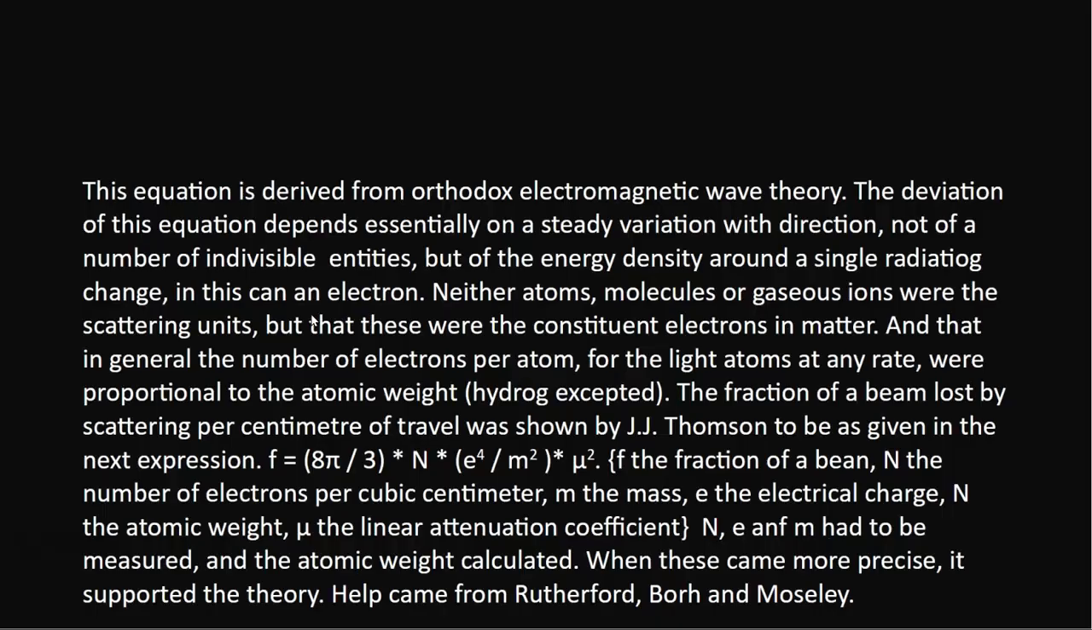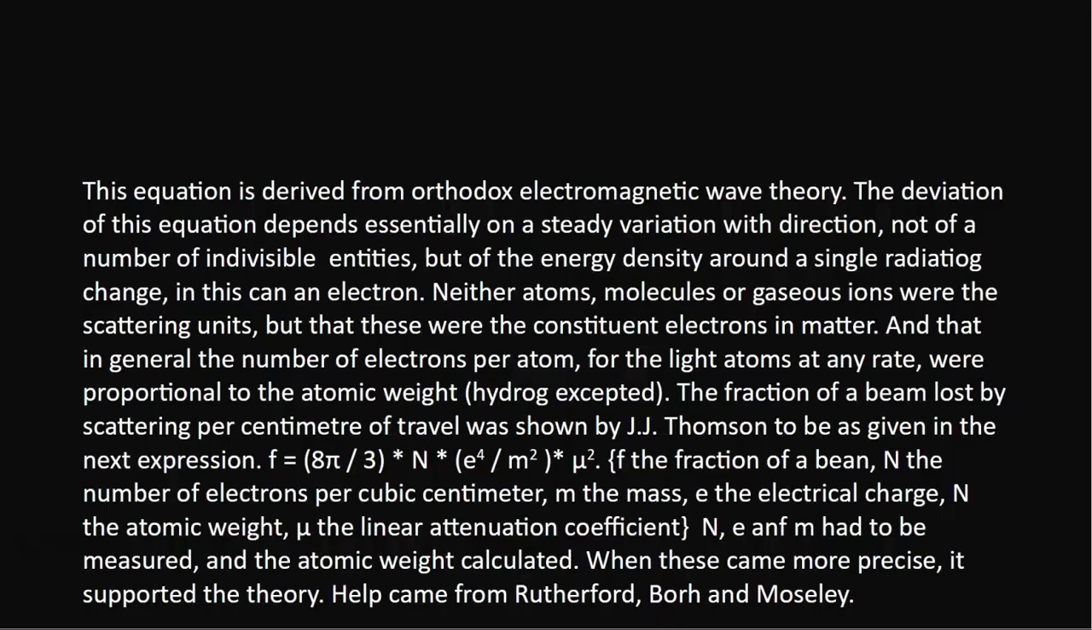The derivation of this equation depends essentially on the steady variations with direction, not of a number of individual entities, but of the energy density around a single radiating charge, in this case an electron. Neither atoms, molecules, nor gaseous ions were the scattering units, but these were the constituent electrons in matter, and in general the number of electrons per atom, for light atoms at any rate, is proportional to the atomic weight, hydrogen excepted. The fraction of a beam lost by scattering per centimeter of travel was shown by J.J. Thomson to be as given in the next expression.